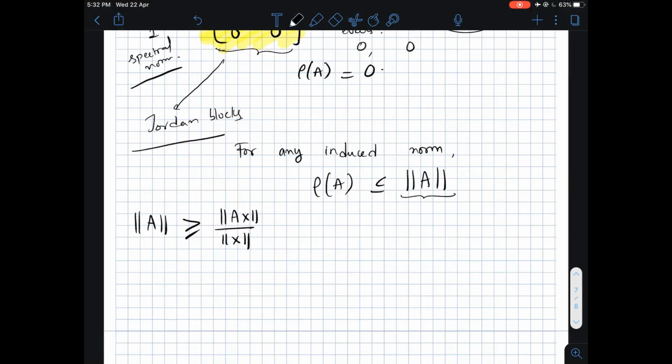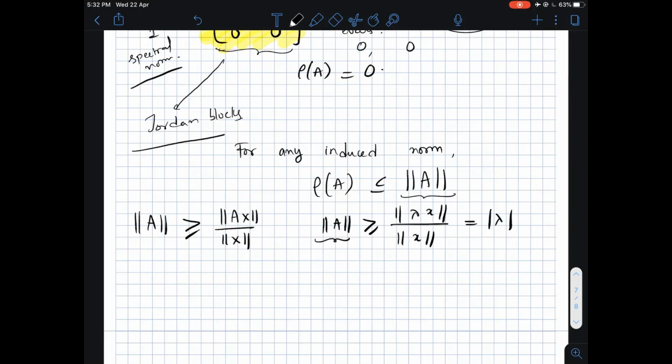Now, if you take x to be an eigenvector of this matrix, this inequality works for all x, so I can just pick x to be an eigenvector of the matrix. In that case, I'll get norm of A bigger than or equal to norm of Ax, which is going to be equal to norm of lambda x. If x is an eigenvector corresponding to lambda, then it is equal to the absolute value of lambda times norm of x.